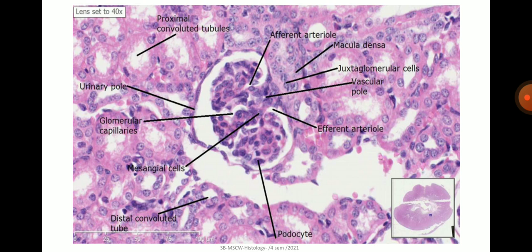Right? So you can mention the presence of the different sectional views of the proximal convoluted tubule, then the distal convoluted tubule, and there are podocytes mentioned here.